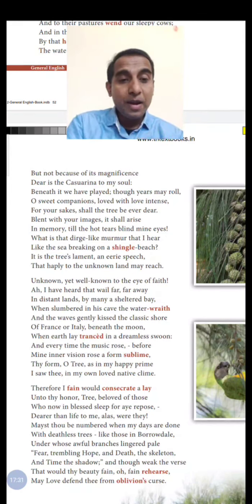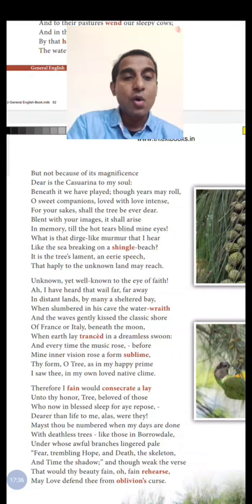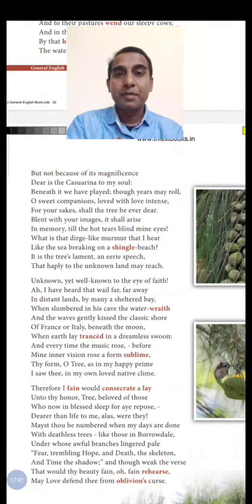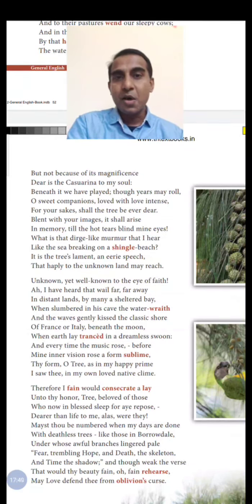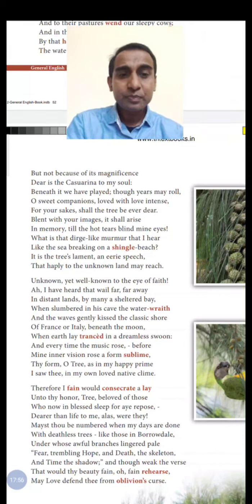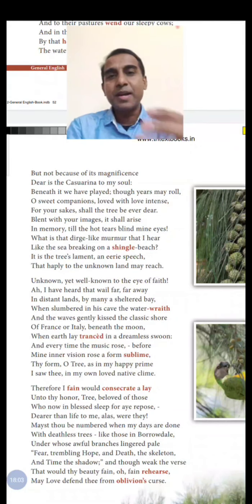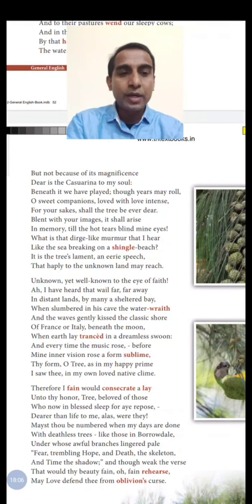Beneath it we have played, though years may roll, O sweet companions, loved with love intense. Because beneath these trees I have played with my friends and with my family. Years may roll, so many years would have passed by. The people who have played with me are not with me now, but I can't forget the moments which this tree gave me during my childhood days. That is why I love this tree so much. O sweet companions, loved with love intense. No, they are still very close to her heart. She couldn't forget all the companions who were very close during her childhood days.